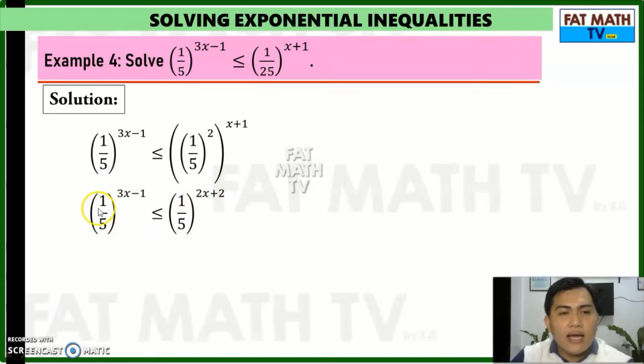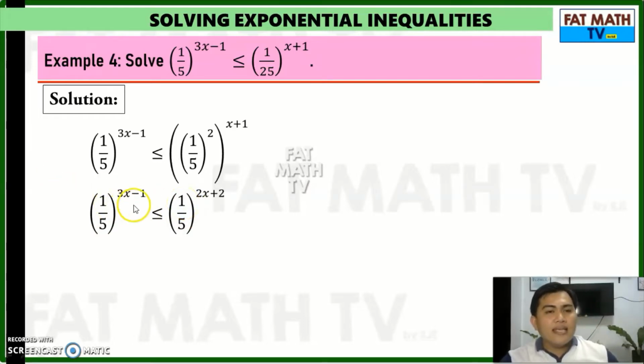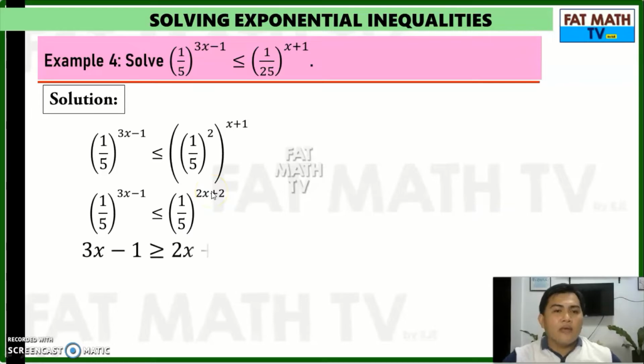And then, if you look at the base, that is 1/5. We also have 1/5 here. And 1/5 is less than 1. So if the base is less than 1, and this expression is less than this, meaning to say this exponent is greater than this exponent. And we will have 3x minus 1 is greater than or equal to 2x plus 2. That's the second property.